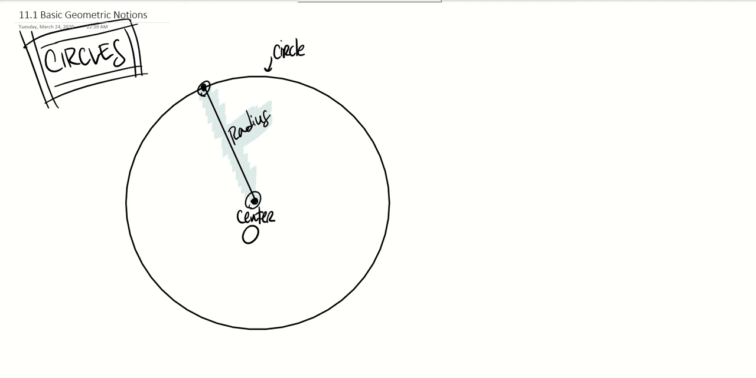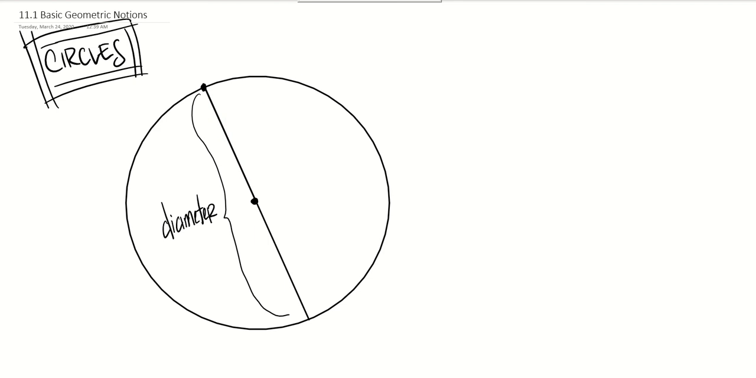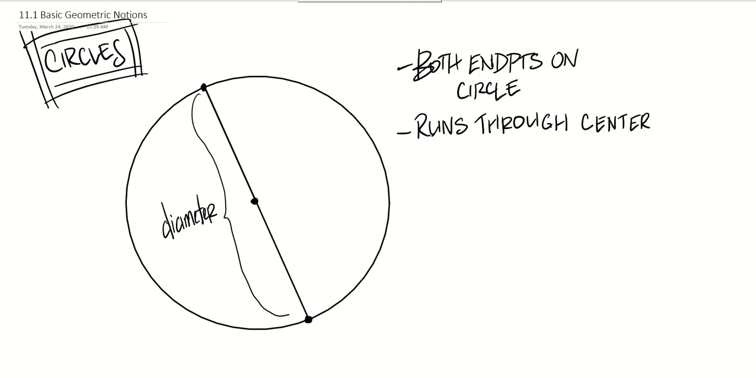Now, if a radius is on a straight line, like you see here, then you can actually extend the radius to the opposite side of the circle to make the next most famous or most well-known part of a circle, the diameter. Diameters are line segments that have two endpoints on the circle, and they go through the center of the circle. That's probably the most crucial part of a diameter, but you need all three bits of that.